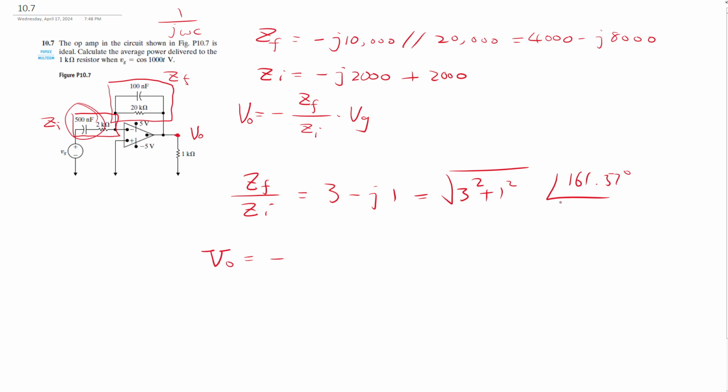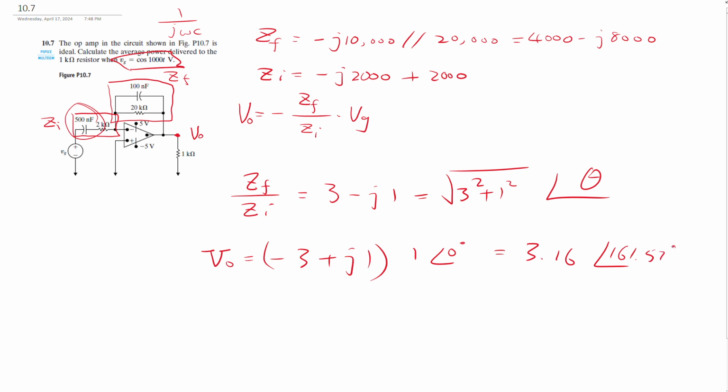Sorry, that angle is the negative angle. Because I don't really care about that, I just put a sign there. So I'm going to put a negative sign for this ratio, negative 3 plus j1, multiplied with the input voltage, which is just 1 with a 0 degree angle. If you multiply that, you get 3.16 with that angle.